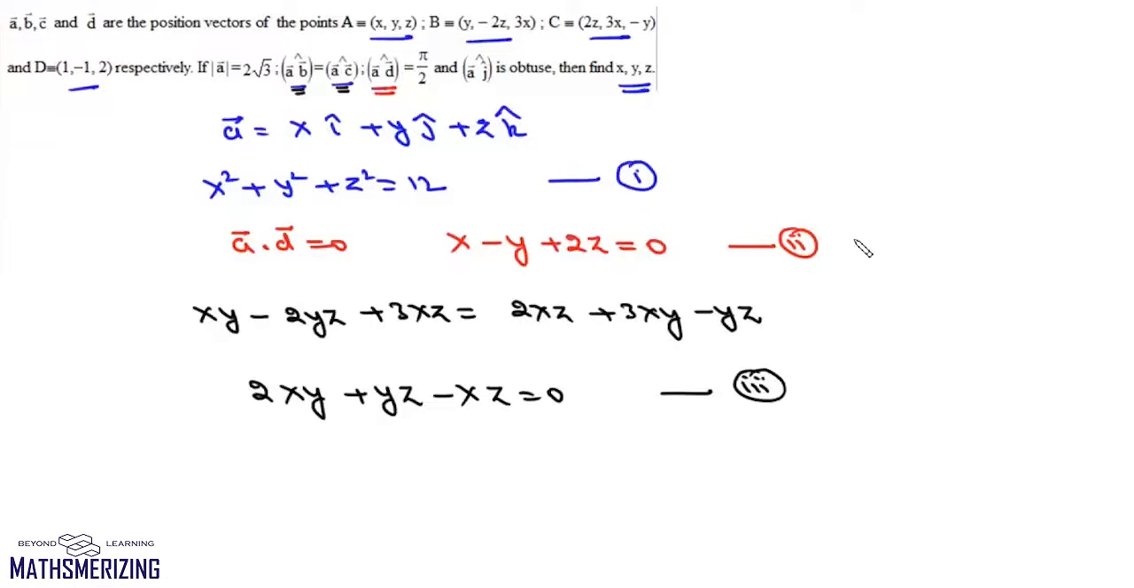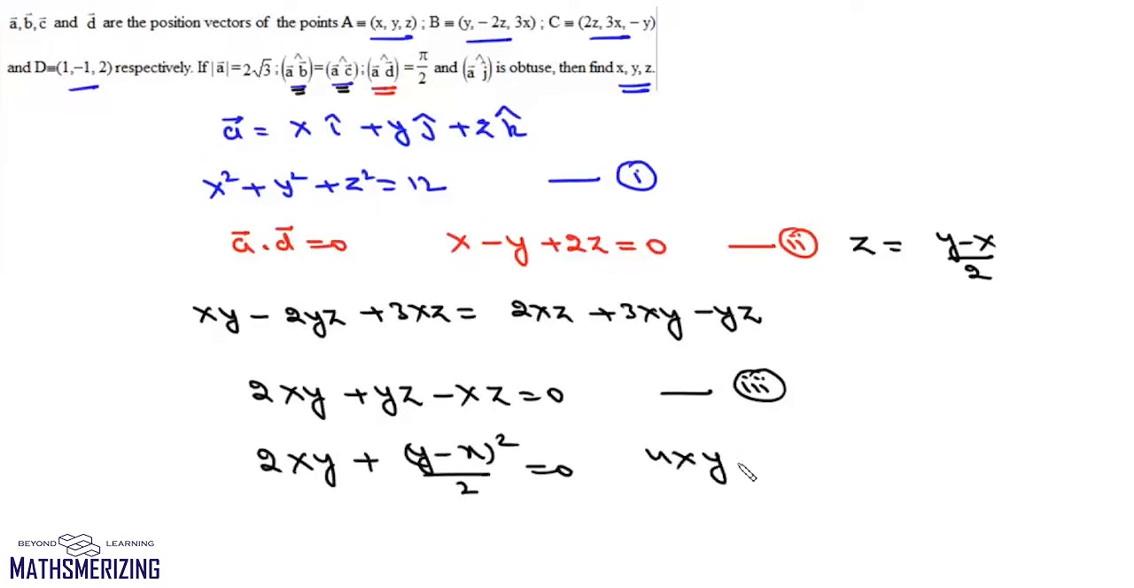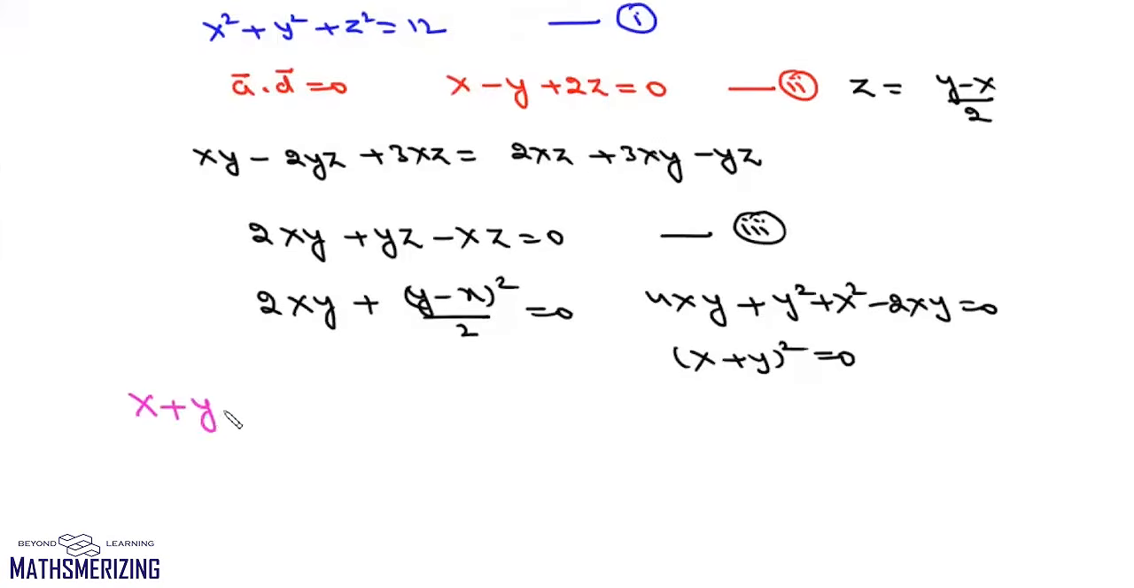Now from the second equation, we'll take the value of z and we'll write z as (y minus x) by 2, and we'll put it in the third equation. So we write 2xy plus (y minus x) into z. So it will be (y minus x) whole square upon 2, and it will be 0. So we'll get 4xy plus y square plus x square minus 2xy equals 0, or (x plus y) whole square equals 0. So the condition that we get from here is the value of x plus y is 0, or x is equal to minus y.